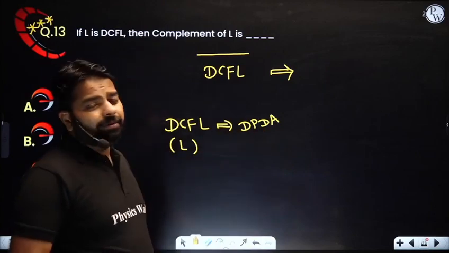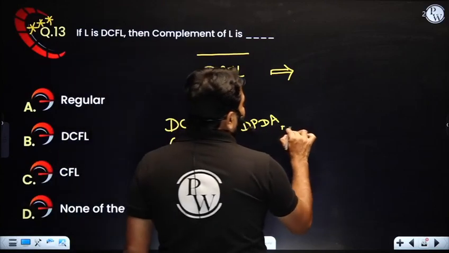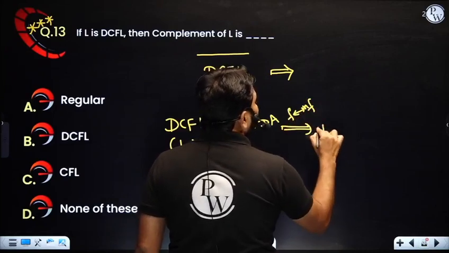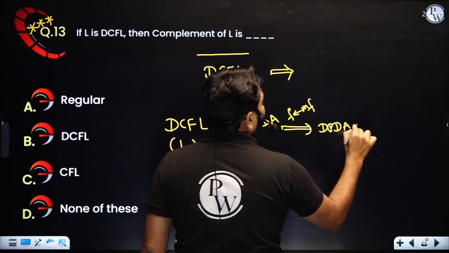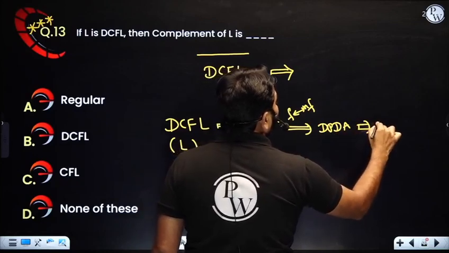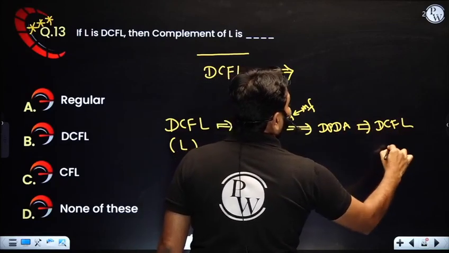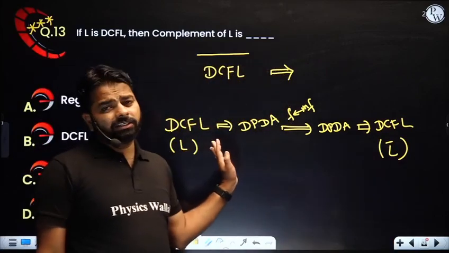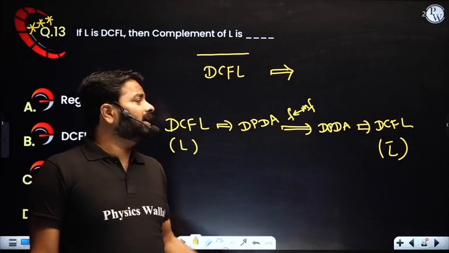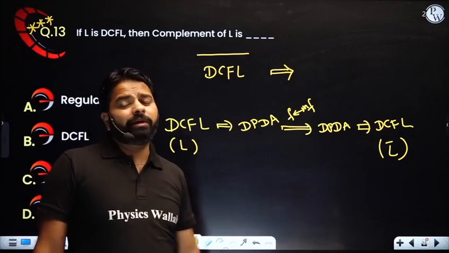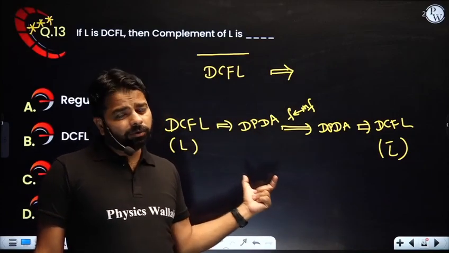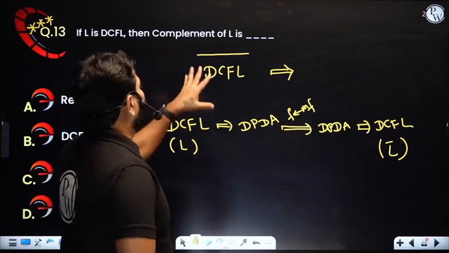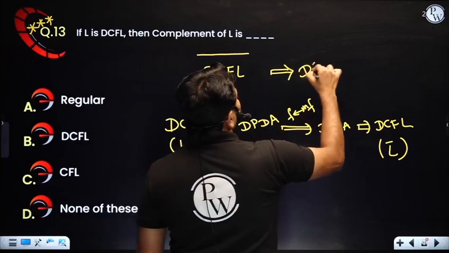So this DPDA, when you interchange finals and non-finals, you get another DPDA, and this is going to accept a DCFL, which is exactly L complement. So if L has the DPDA, L complement will also have a DPDA, which has an algorithm to prove it, similar to DFA, deterministic finite automata. So now complement of DCFL is a DCFL.